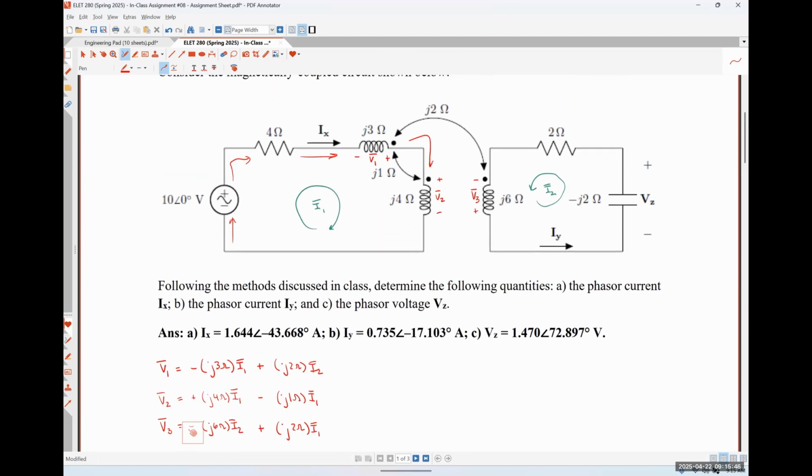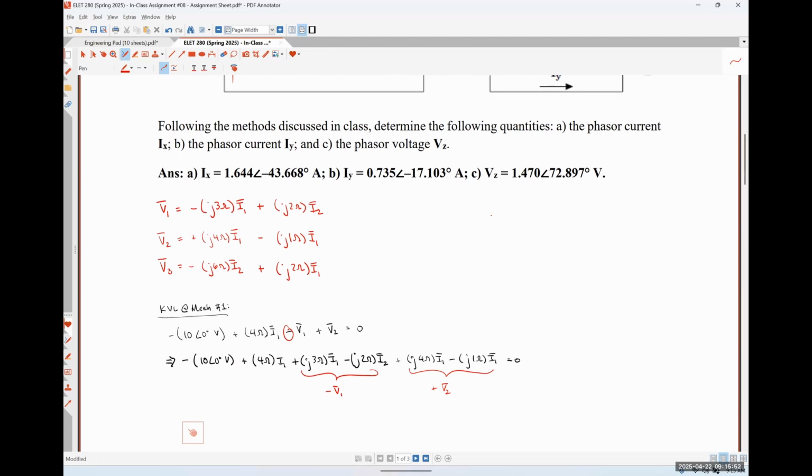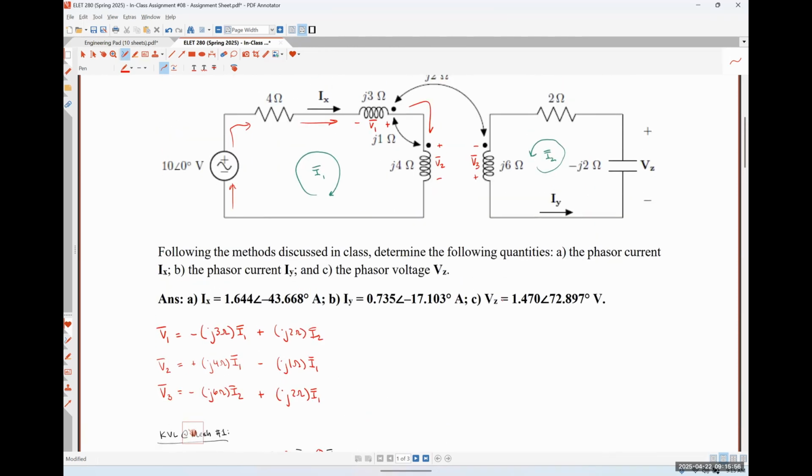Then we hit the positive polarity terminal of that voltage V2, which is the voltage drop across the j4 ohm impedance. So that's why that guy gets a plus sign. And then I'm back to the node that I started from at the bottom.